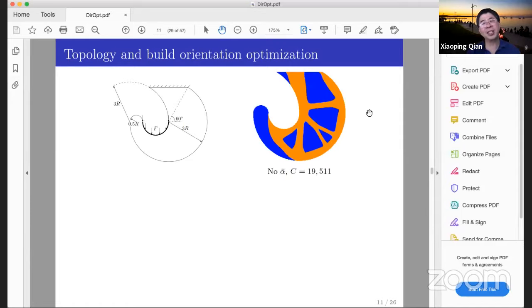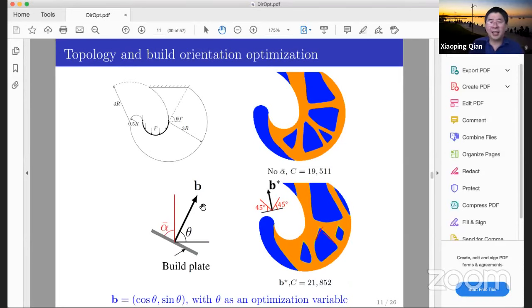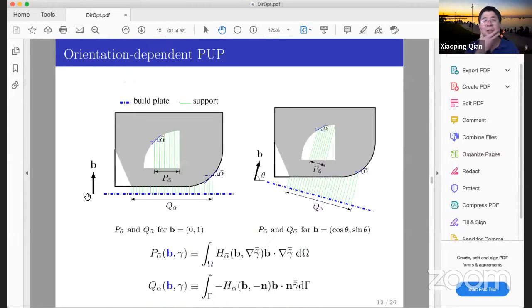So he chose this hook example to show that there's no orientation under which you can print the part without support structure. Here's his optimization result. Here we define build orientation B, parameterized by an angle theta with respect to the horizontal axis. We can still control an overhang angle, which is alpha bar. In this case, the optimized result is along this direction. So if I build this part, this is the horizontal plate, this is the build direction, then this part can be printed without any support. So let's look at how we're doing this.